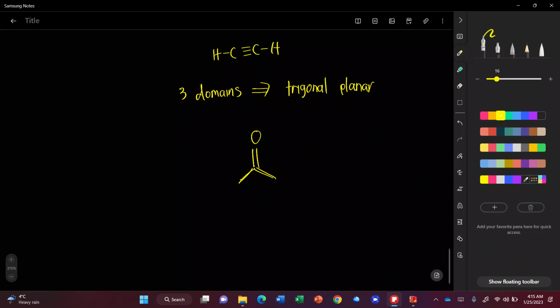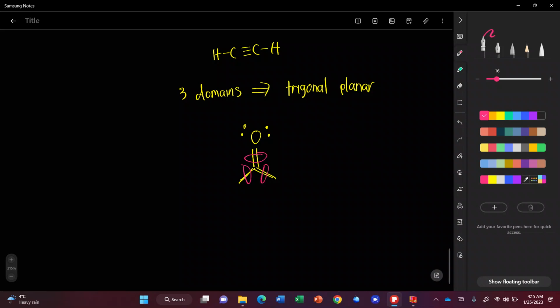So if you take a molecule of acetone like this, okay, acetone, the central carbon and the oxygen are both going to be trigonal planar, right? Because this top oxygen is going to have one domain, two domains, three domains. Remember, the double bond only counts as one domain. You don't count both of the bonds. So this oxygen has three domains. And the central carbon also has three domains, right? The central carbon has one domain, two domains, three domains.